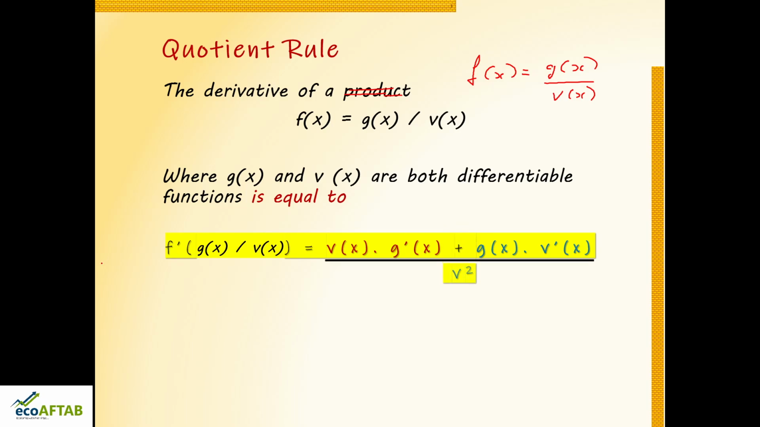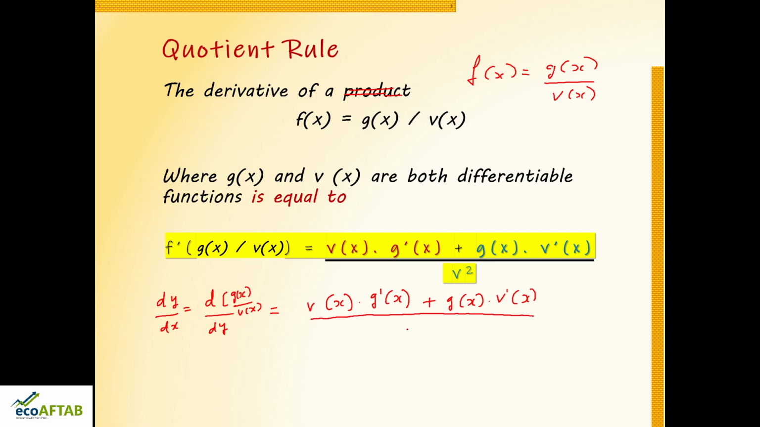I will rewrite it so that you will understand how it looks. dy by dx, that is differentiating g of x by v of x, will be equal to: the denominator kept as it is, multiplied by the derivative of the numerator, minus the numerator kept as it is multiplied by the derivative of the denominator, and the whole thing divided by v square. So this is the quotient rule.